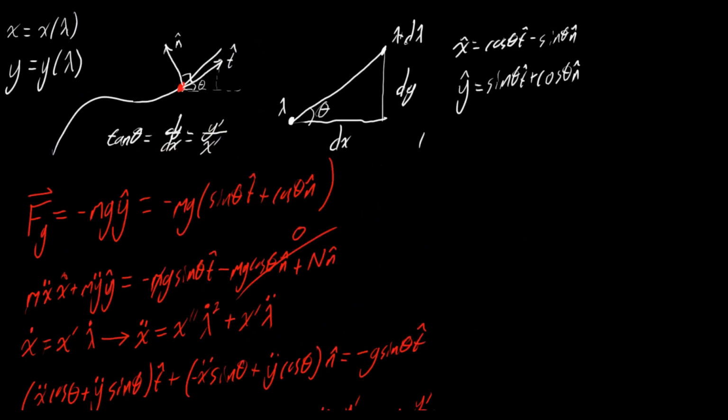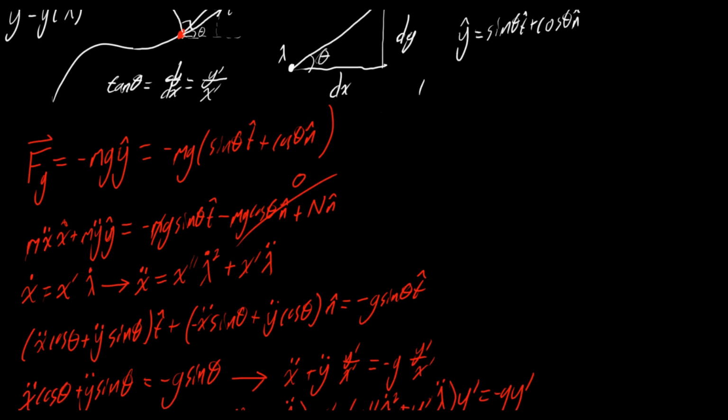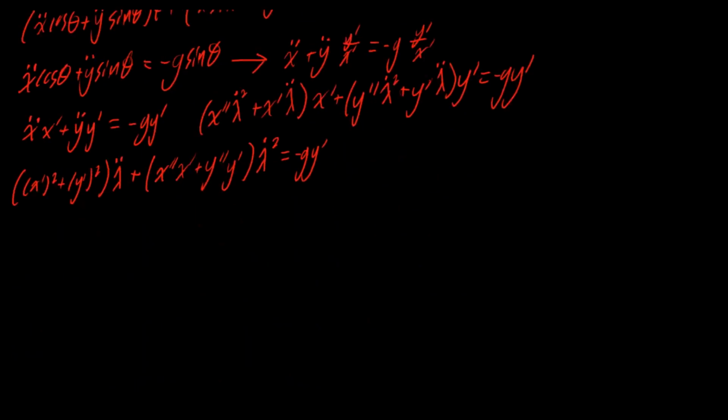How does this particle change? If we know how to describe the path parametrically with respect to lambda, our question is, how does lambda change if the particle is subjected to a gravitational force? This is certainly very interesting, and what we get is this giant equation.